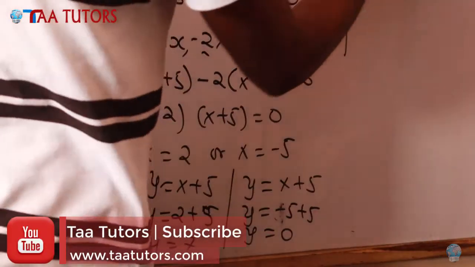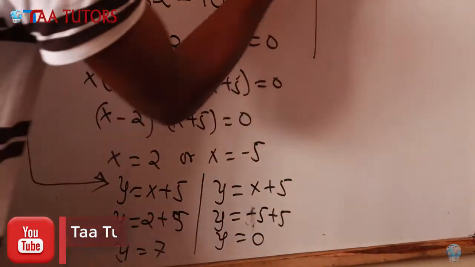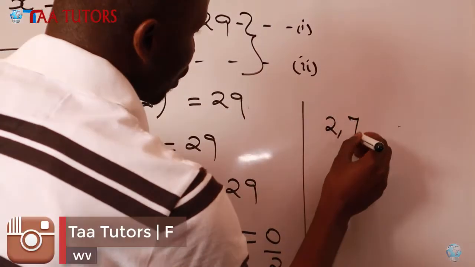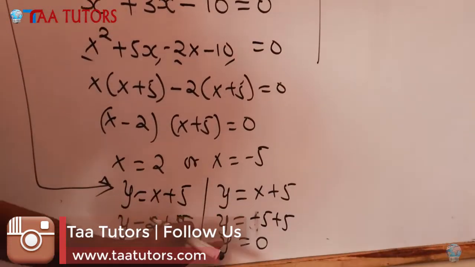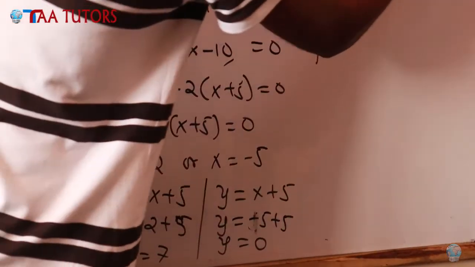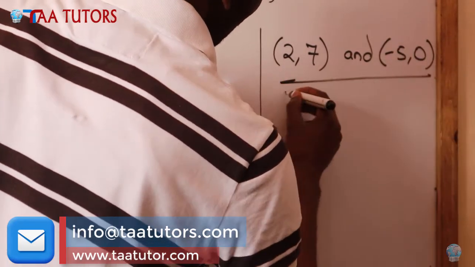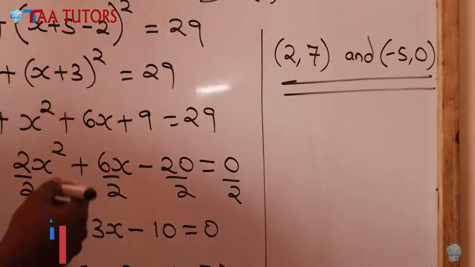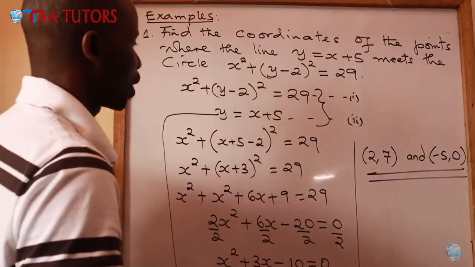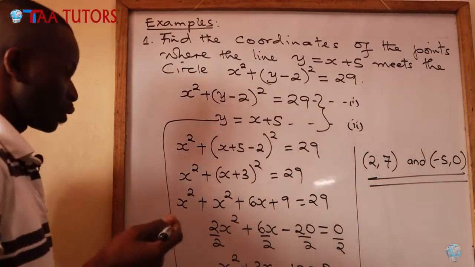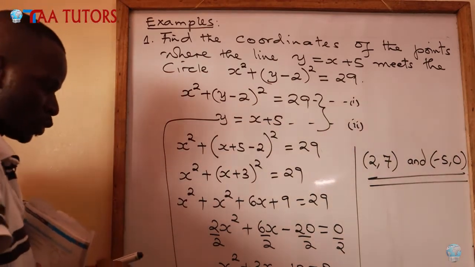So what we are going to have here is the coordinates. Now we can say when x is 2, y is 7. So the first coordinate is (2, 7), and the other coordinate is when x is negative 5, y is 0. So we're going to have (-5, 0). Viewers, these are the coordinates of the points where the line y equals x plus 5 intersects the circle with this particular equation here. So that is very important for us to note, and you can see that it's very easy to do. Let's move to example 2.